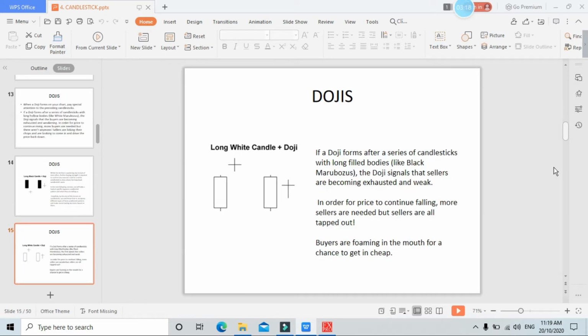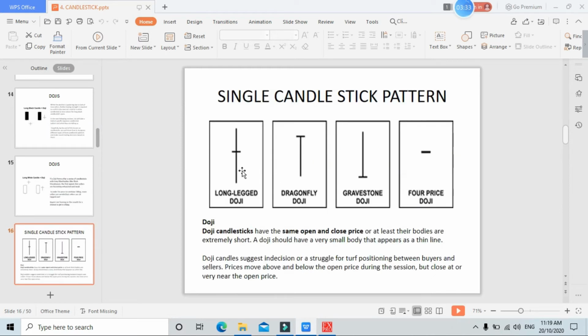This is a long white candle plus a doji. If you are planning to buy and you see a doji here, this is very risky. Maybe a reversal wants to take place.